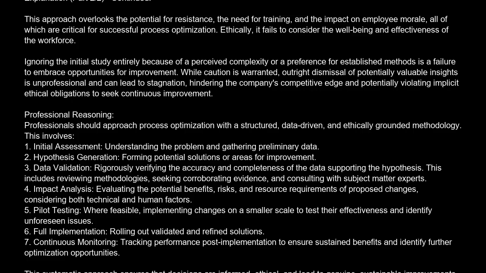4. Impact analysis, evaluating the potential benefits, risks, and resource requirements of proposed changes, considering both technical and human factors. 5. Pilot testing, where feasible, implementing changes on a smaller scale to test their effectiveness and identify unforeseen issues. 6. Full implementation, rolling out validated and refined solutions. 7. Continuous monitoring, tracking performance post-implementation to ensure sustained benefits and identify further optimization opportunities. This systematic approach ensures that decisions are informed, ethical, and lead to genuine, sustainable improvements.